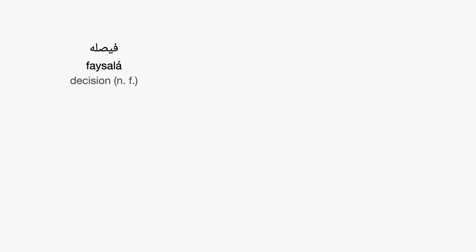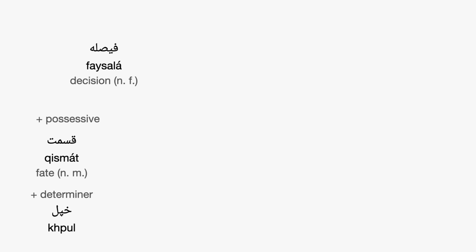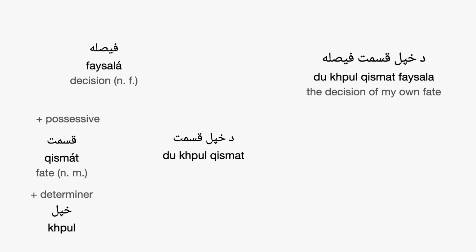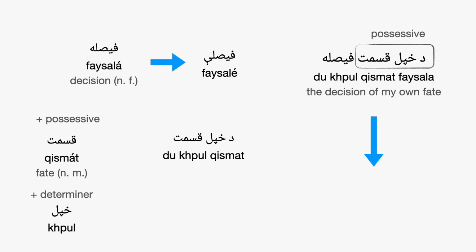Okay, so he's talking about a decision. But he also adds possessive on this one, a decision of what? Of fate. Whose fate? Adds the determiner to say own, like my own, khpal. So the khpal qismat is basically like my own fate or one's own fate. And so the noun phrase that we're going to put in the sandwich is the khpal qismat faisla. When we put this in the sandwich, remember the possessive is going to hang off the side, and we're going to have to inflect faisla to faisle.